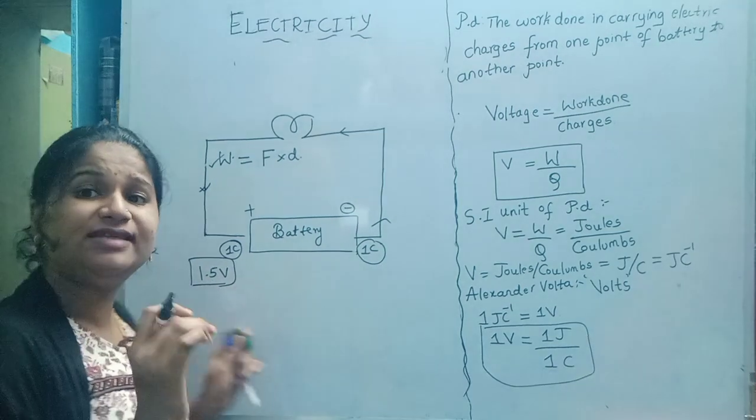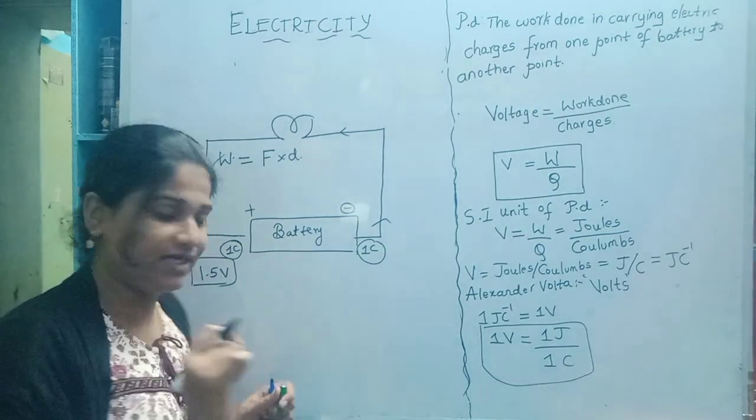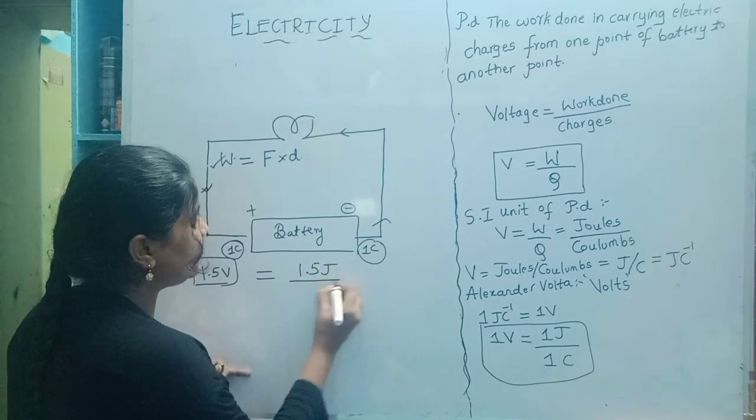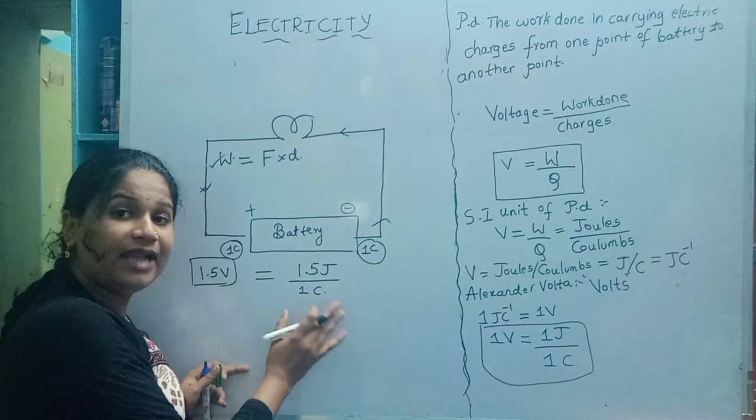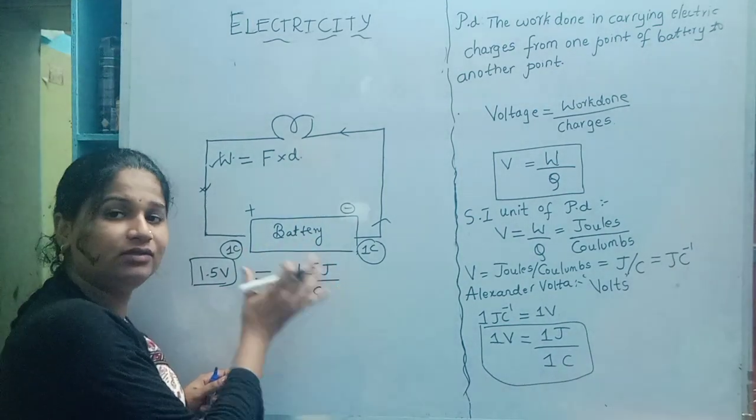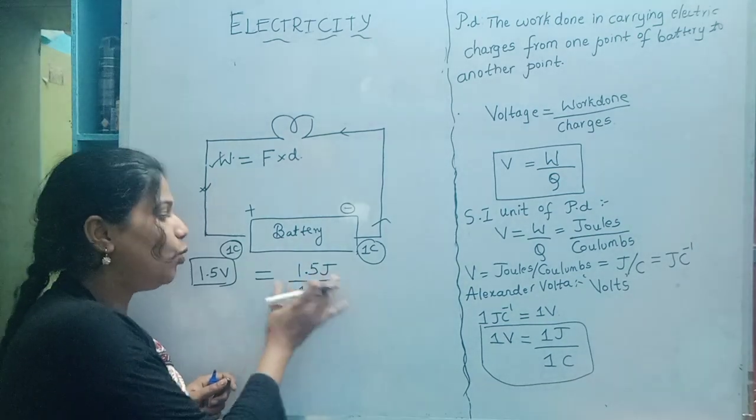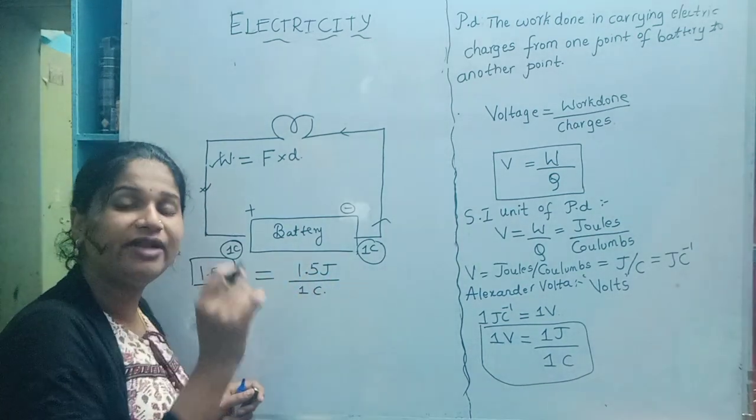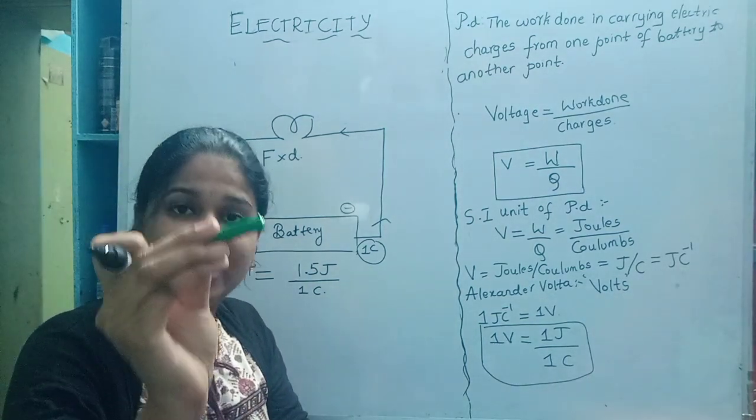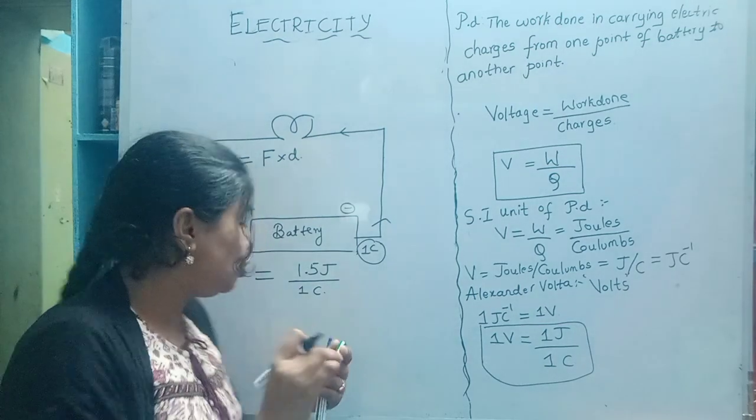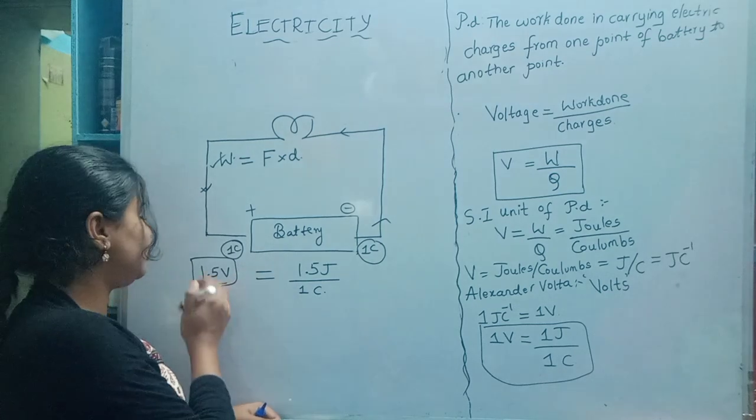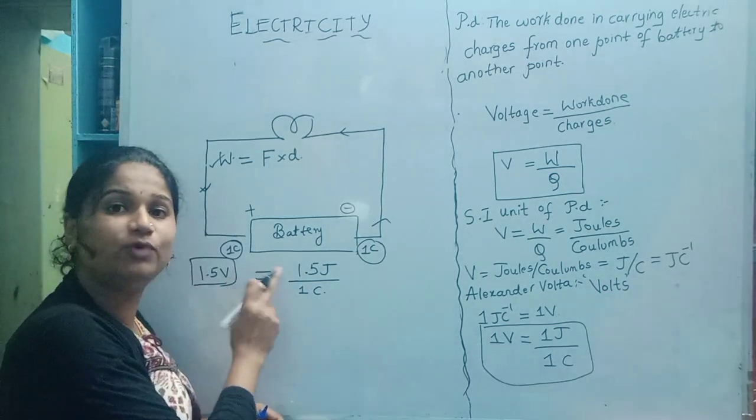So what is this 1.5 volt? So I can say 1.5 joules divided by 1 coulomb. Then how will I define this? The work done to carry 1 coulomb of charge. 1.5 joules of work will be done by this cell to carry 1 coulomb of charge, which produces the potential difference of 1.5 volt.